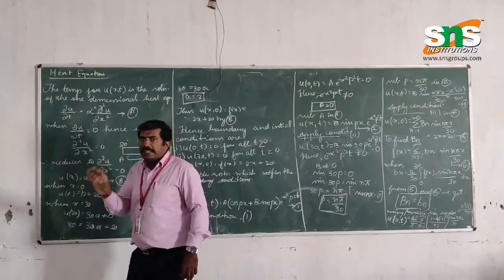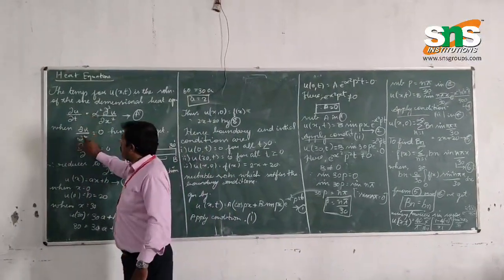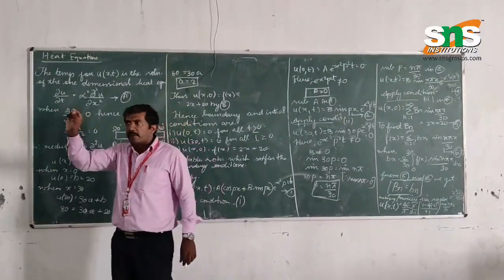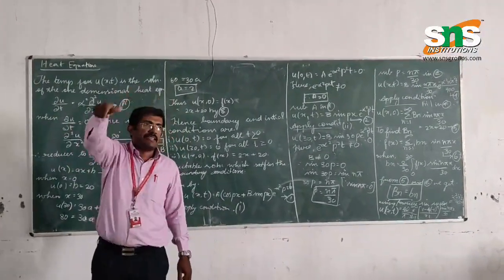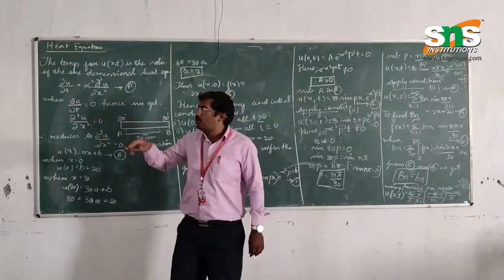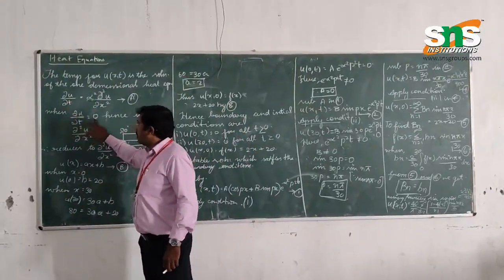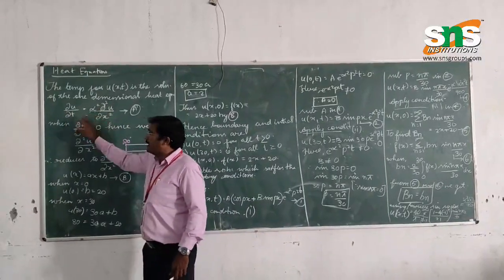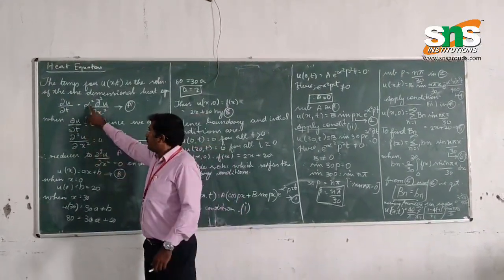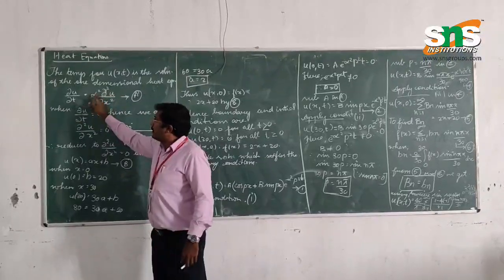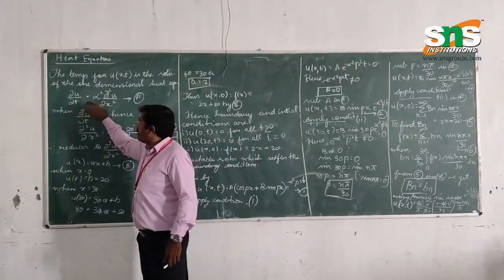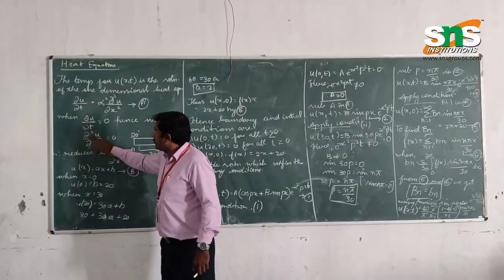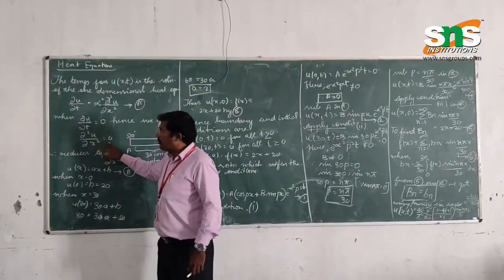In the steady state situation, your dou u by dou t becomes 0. The question itself will mention when the steady state condition applies. So your dou u by dou t becomes 0. If the left hand side is 0, the right hand side can be equated to 0. When alpha square goes to the other side, 0 by anything is 0. So you have this result: dou square u by dou x square equal to 0.